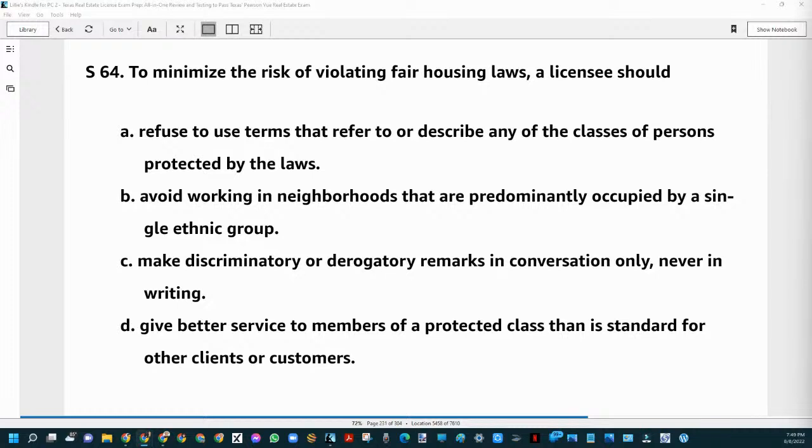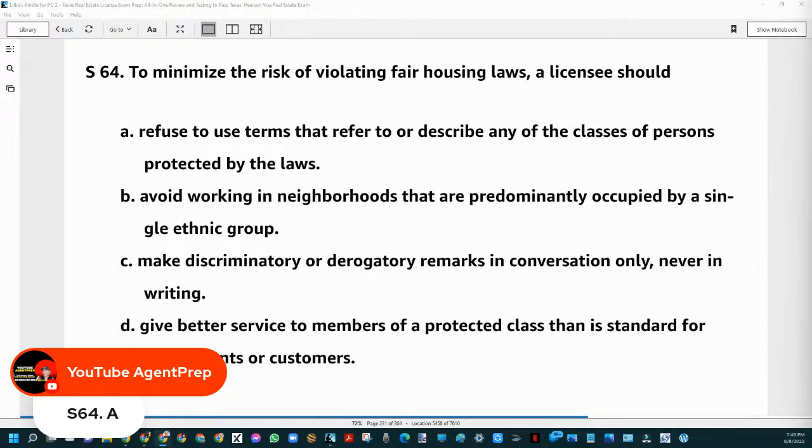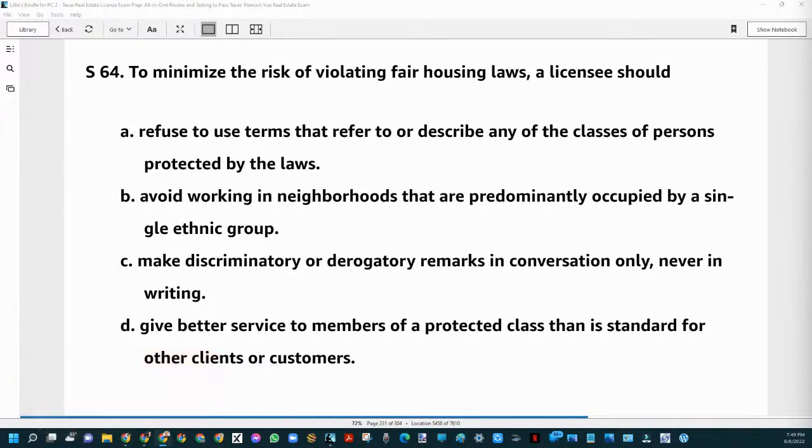Yes, 64A. Oh, not D, Ruth. So 64A: to refuse to use terms that refer to or describe any of the classes or persons protected by the laws. If we don't use them, we won't have any issues. D said give better service to members. No, we cannot give them. We're discriminating, okay? To give better service to members of a protected class, that is standard.